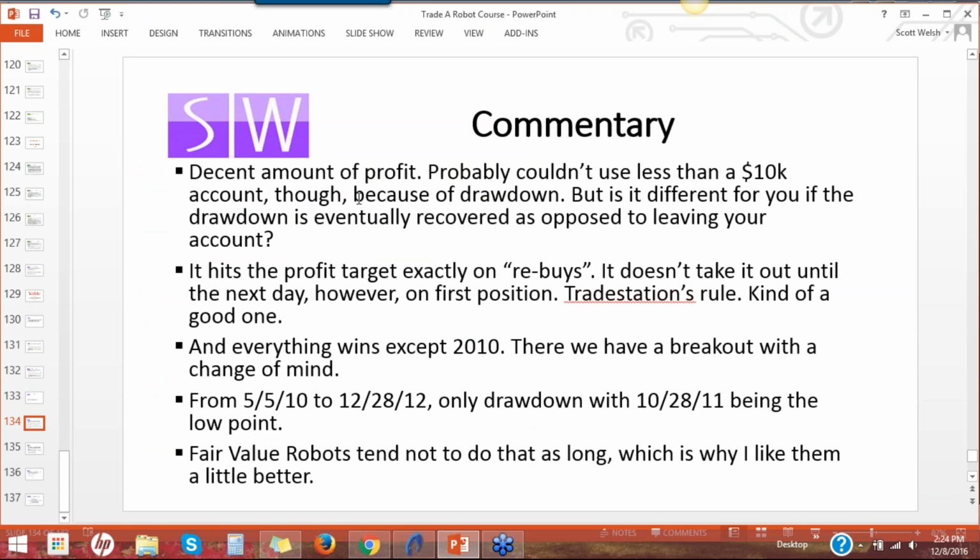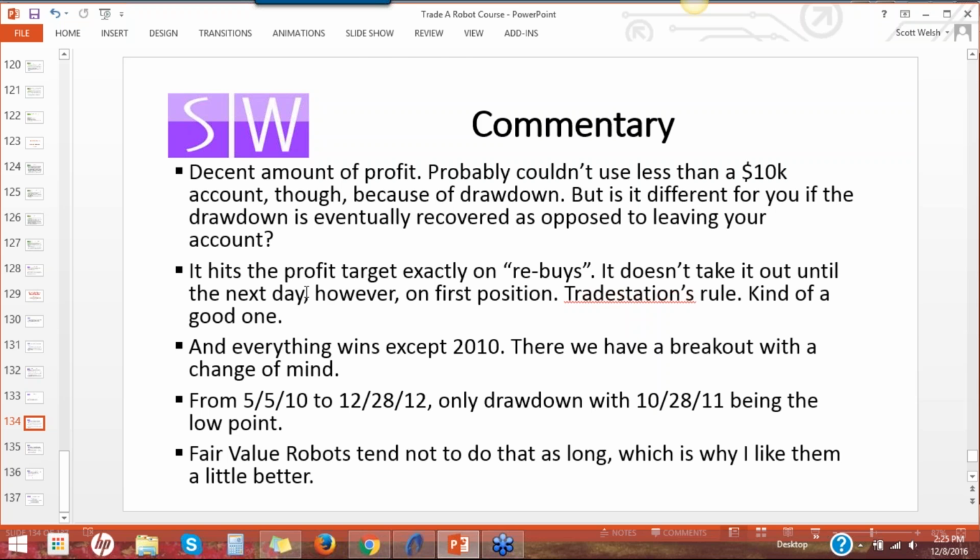Commentary on such a system. Well, it's a decent amount of profit, not great, but if you don't need to withdraw and you just want something to grow your money, for sure that will grow your money. As I said, you probably couldn't use less than a 10K account because of the drawdown. But like I said, the drawdown is different in that it's not debited or credited. It's not taken out of your account. It's just a drawdown that you would have to look at.